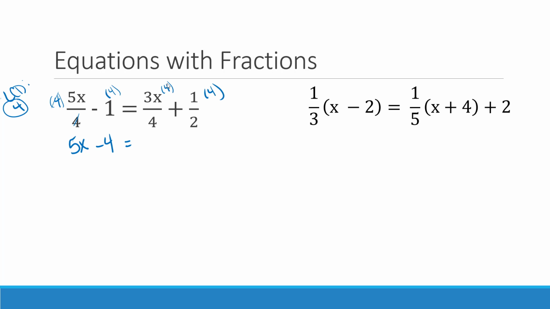Now if you do 3/4 times 4, you're just going to end up with 3. So that's going to be 3x. And then if I do 1/2 times 4, that's going to give me 2. Now notice by multiplying everything by that least common denominator, the fractions are gone.